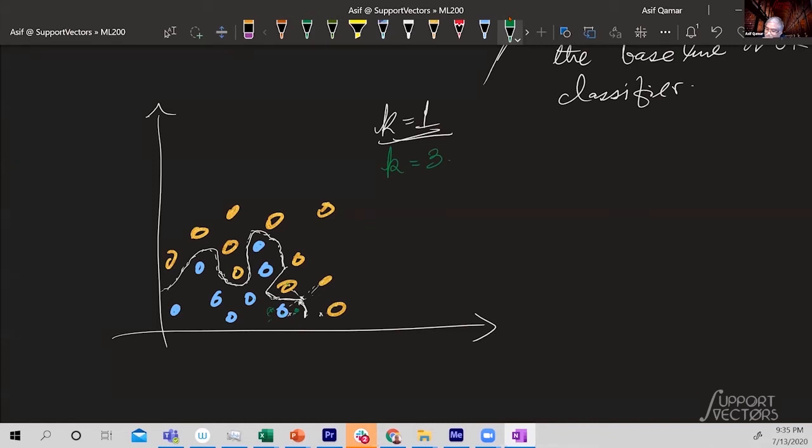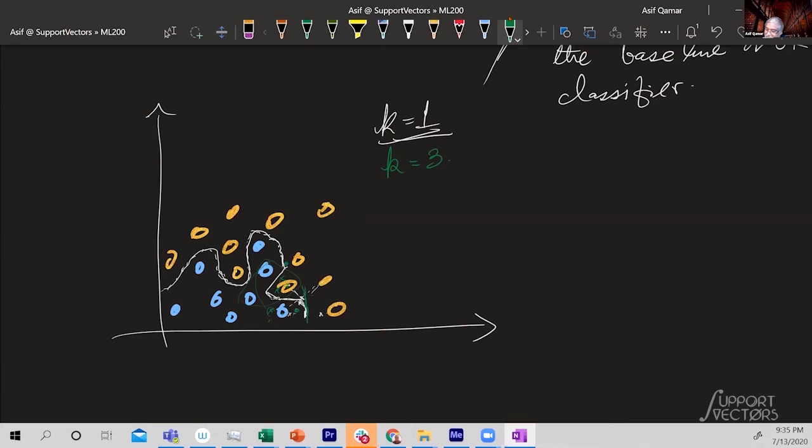What about this point itself? Any point in the vicinity of this would still be blue. Do you realize that even if you're sitting on a yellow point, if you take the 3 nearest neighbors, depending upon the neighbors you're taking, it is still a blue point. So what is happening is that your decision boundary is going much more smoothly, right?